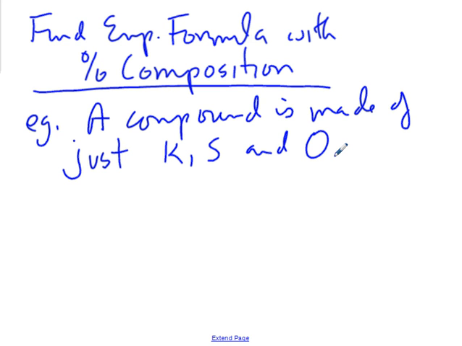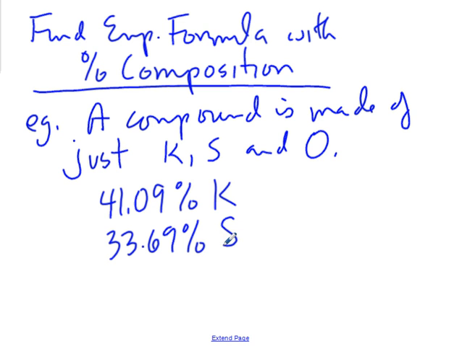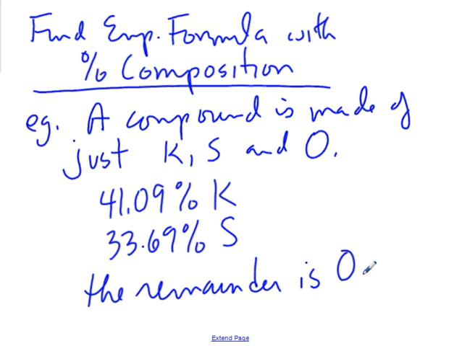I'm going to tell you the percent composition. It's got 41.09% potassium, 33.69% sulfur, and what the hell, the remainder is oxygen. I did that deliberately. I could have just told you the percentage of oxygen. By saying the remainder is oxygen, then what are you going to do? Minus all those numbers. 100% take away those numbers will give you the oxygen's percent composition, right?